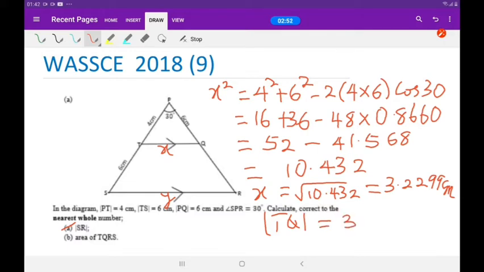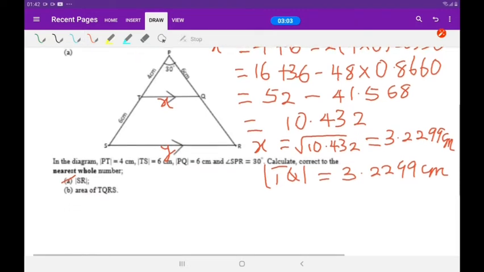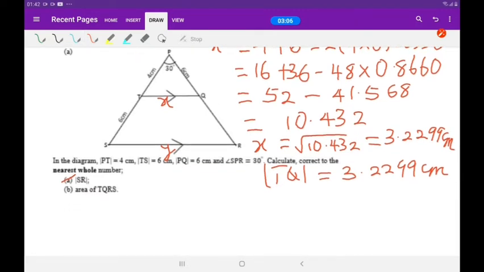Therefore, we have calculated line TQ to be 3.2299. You can notice that I'm not approximating anything yet until I get to the final answer. Now, to calculate line SR, what do we do? Using similar triangles, that will now be 4 over everything now, that is 10, equals TQ that we just calculated, 3.2299, over the Y we are looking for, and that is SR.